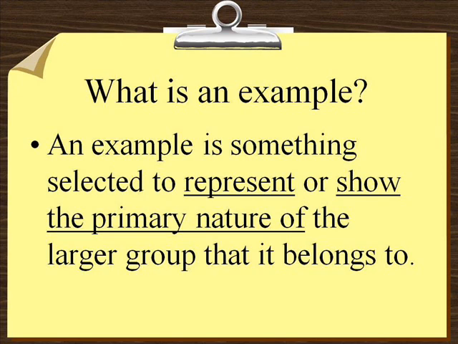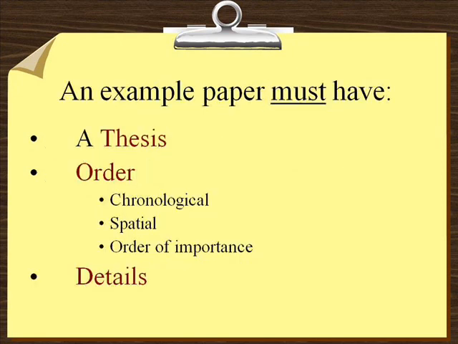If I asked you to give me an example of a color, you could tell me green, or orange, or blue. If I asked for an example of a department store, you might say Belk, Dillard's, or Macy's. We've been using examples since we were very little. We understand what they are, but can we define them? As you see on your screen, an example is something that is selected to represent or to show the primary nature of the larger group that it belongs to. What does this mean? It simply means that you have to make sure that anything that you choose does have the qualities that you are discussing.